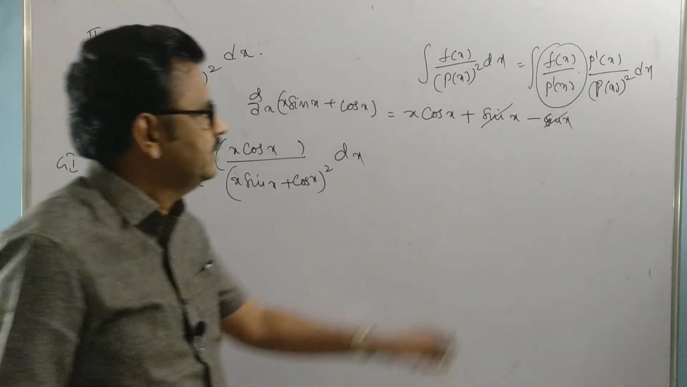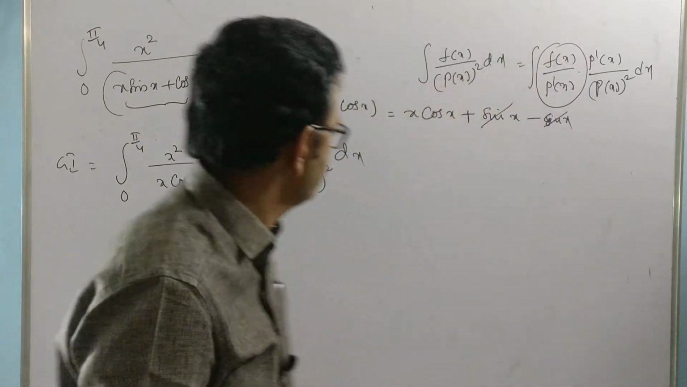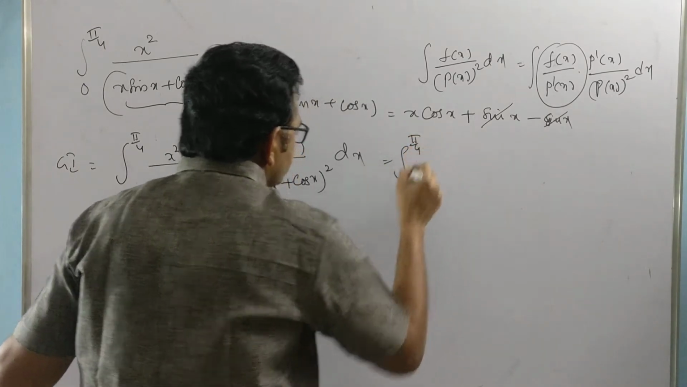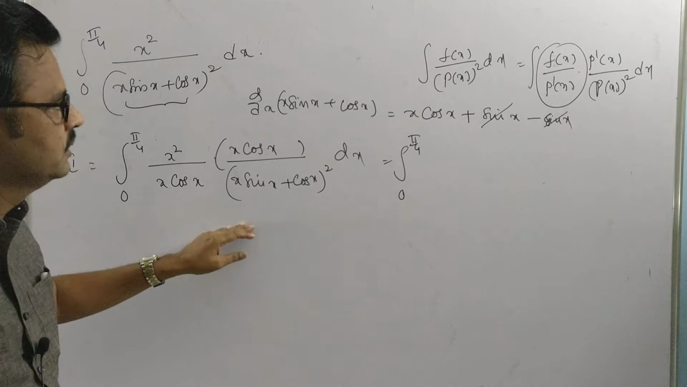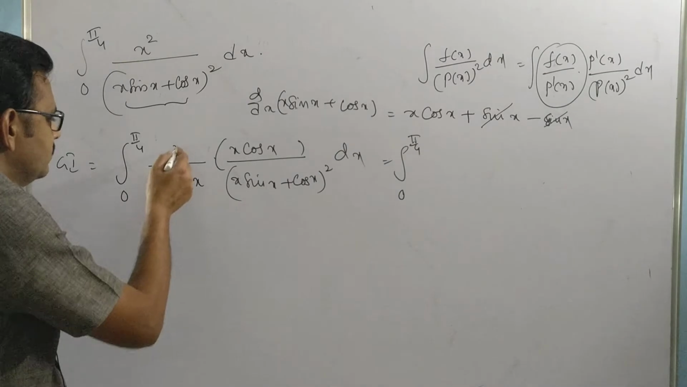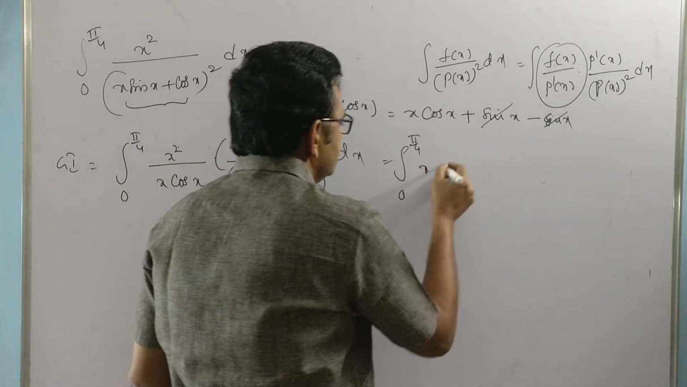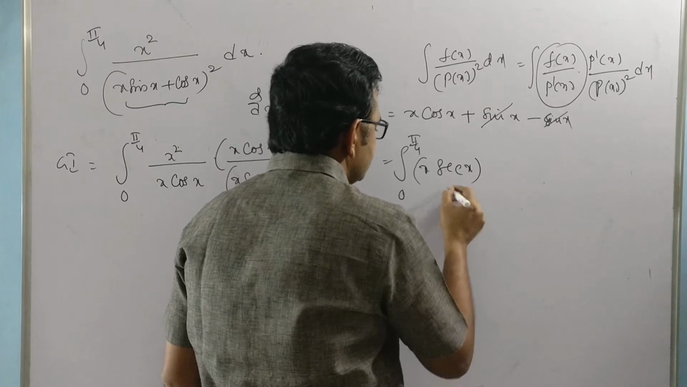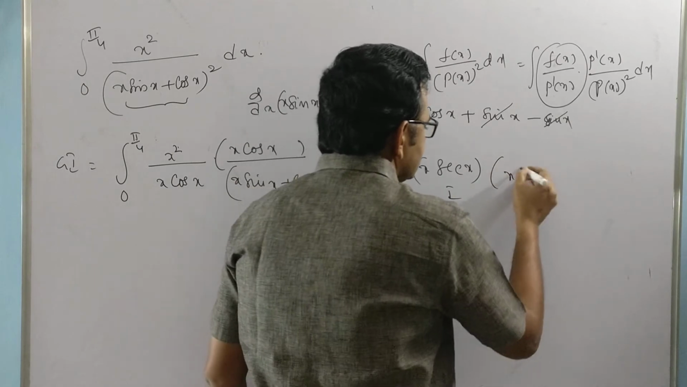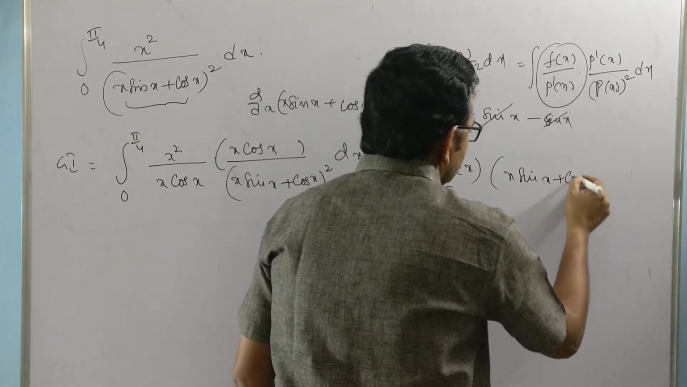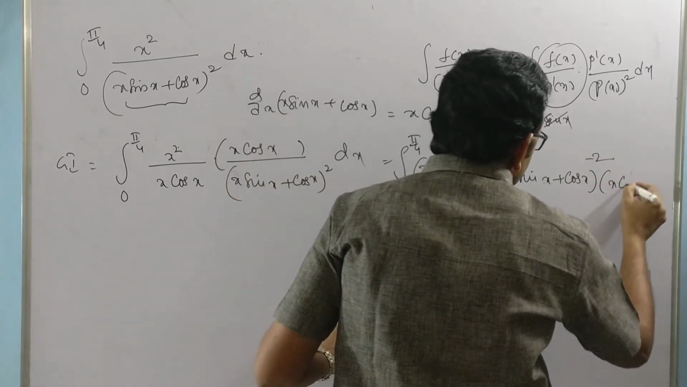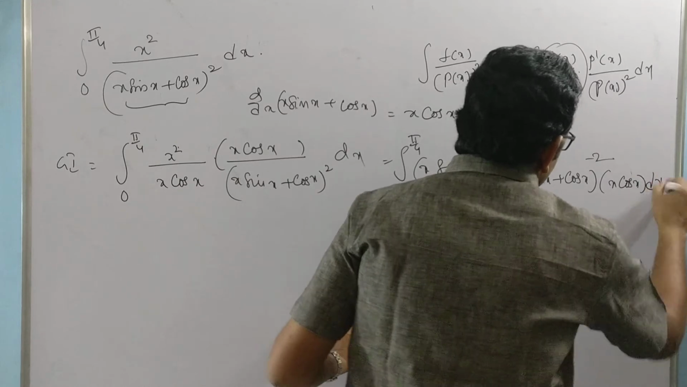Okay, I am multiplying and dividing by p dash of x. So this is equal to integral 0 to pi by 4. If you go through my previous videos, the same problem is there without limits. So this x, one x gets cancelled. So this is x into secant x, this is the first function, and the second part you write: x sin x plus cos x whole power minus 2 into x cos x dx.